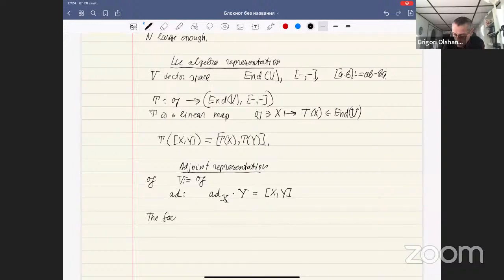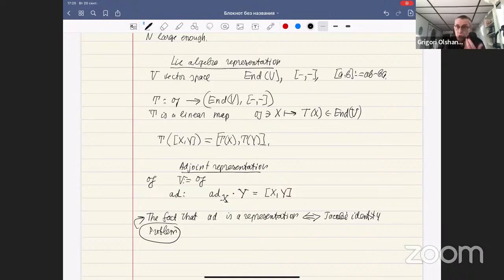And the fact that this is a representation is equivalent to the Jacobi identity. This is a little problem to check. So this shows why the Jacobi identity is a crucial property, a crucial fact. And there is some little consequence of this.